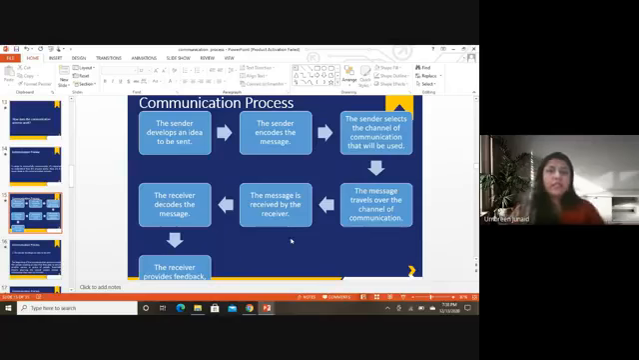The sender selects the channel of communication that will be used. Then the message travels over the channel of communication. Then the message is received by the receiver. Next, the receiver decodes the message, and then the receiver provides the feedback. So this is the whole communication process.